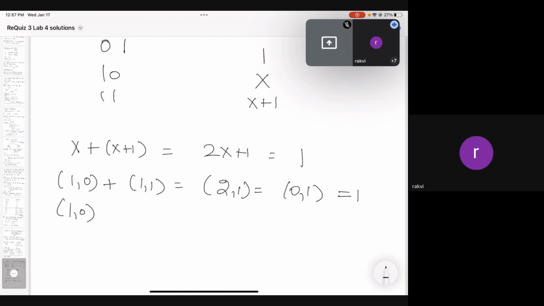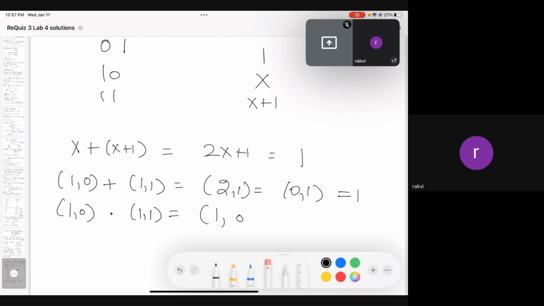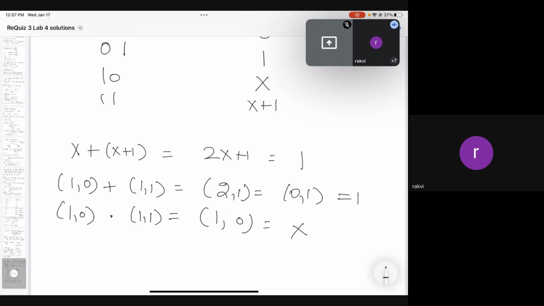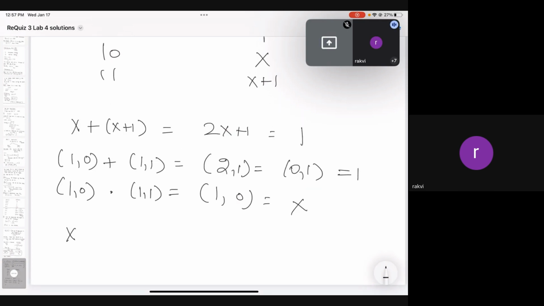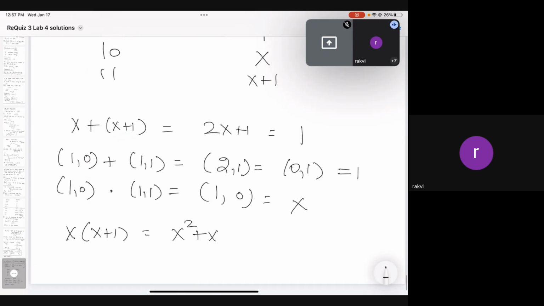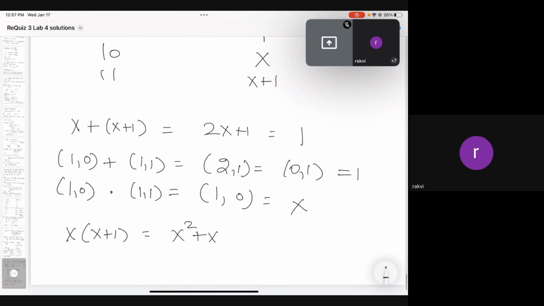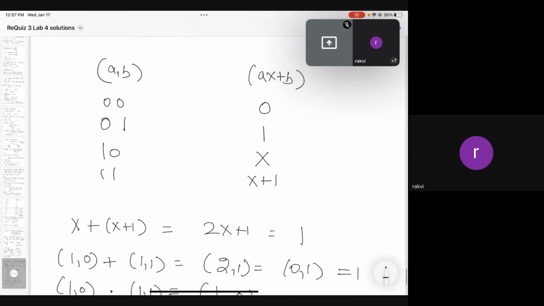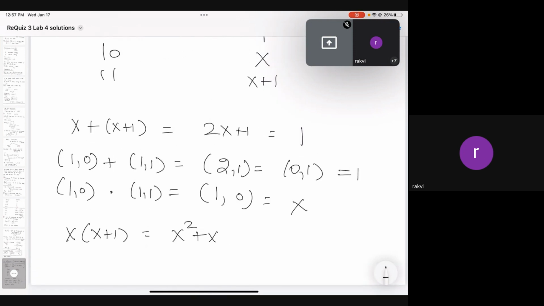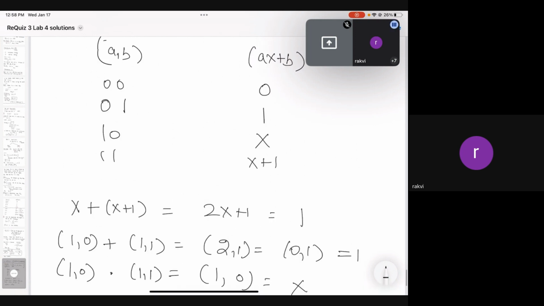Okay, and how do I multiply? Just again, coordinate wise. Okay. So 1 comma 0, and 1 comma 0 is simply x. Okay. Or if you want to think of polynomial multiplication, then x times x plus 1 is x squared plus x. But x squared plus x is really x squared plus x under this identification.